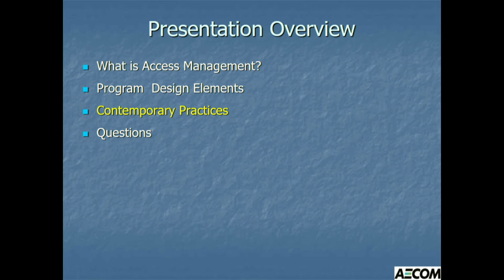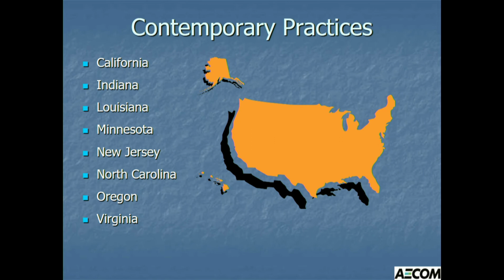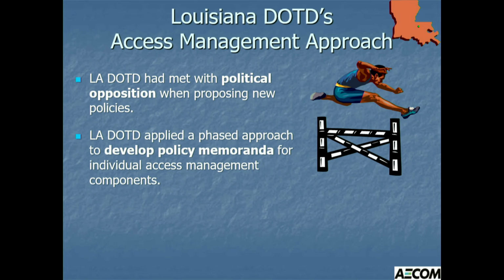In terms of contemporary practices, in the synthesis report, from the surveys we did, from the literature search we did, we had identified 8 different state DOTs with 10 different contemporary practices. And they ranged from administrative things that were done, like the permitting system, to an access classification system that was done, to how they expanded their program. And there are two examples that I want to go through with you.